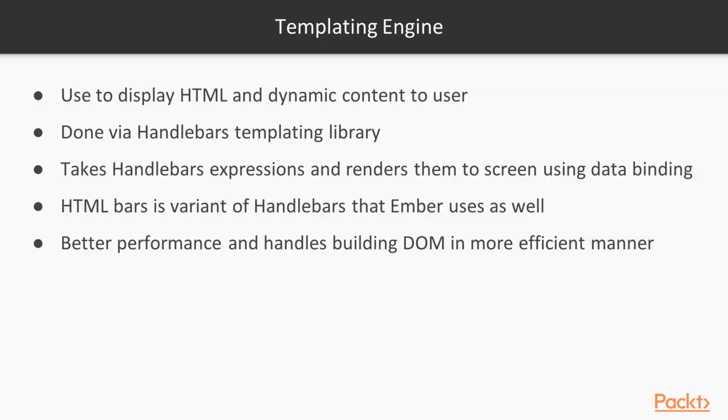Ember applications use a templating engine to display HTML and dynamic content to the user. In Ember, this is done via the Handlebars templating library. This library takes Handlebars expressions and renders them to the screen using data binding. HTMLBars is a variant of Handlebars that Ember uses as well. It has better performance and handles building the DOM in a more efficient manner.